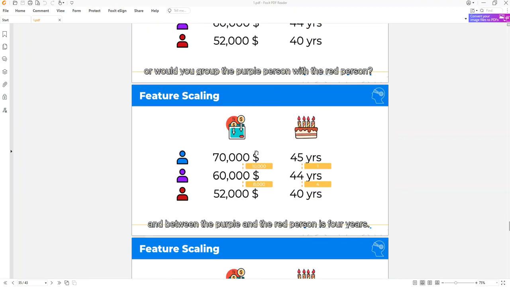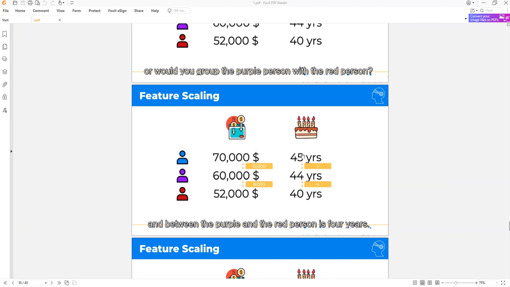In general, you will start by naively looking at the difference between the salaries: 60 and 70 is 10,000, and 60 and 52,000 is 8,000. So it looks like the purple person is closer to the red person. But hang on a minute, you haven't actually looked at this column or this feature at all. You totally ignore that. We cannot simply ignore that.